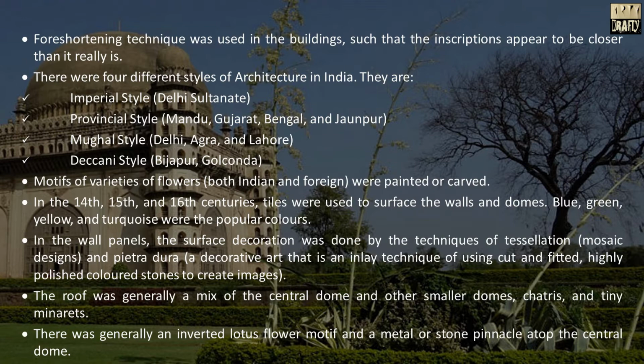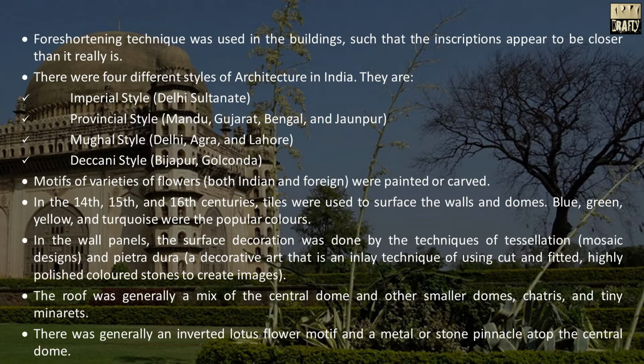There were 4 different styles of architecture in India. They are imperial style, provincial style, Mughal style, and Deccani style. Motifs of varieties of flowers, both Indian and foreign, were painted and carved. In the 14th, 15th, and 16th centuries, tiles were used to surface the walls and domes. Blue, green, yellow, and turquoise were the popular colors.